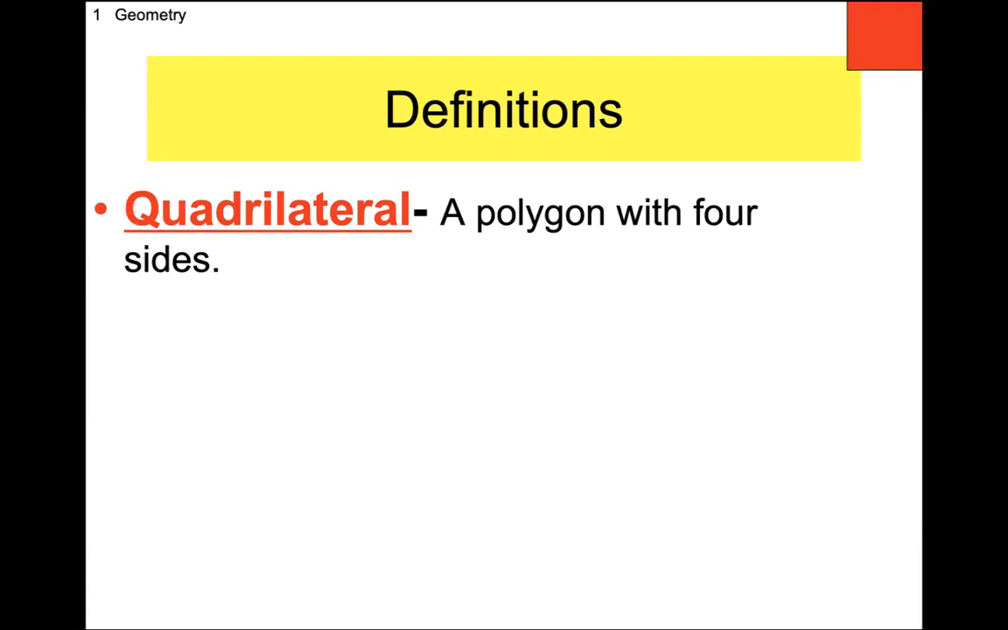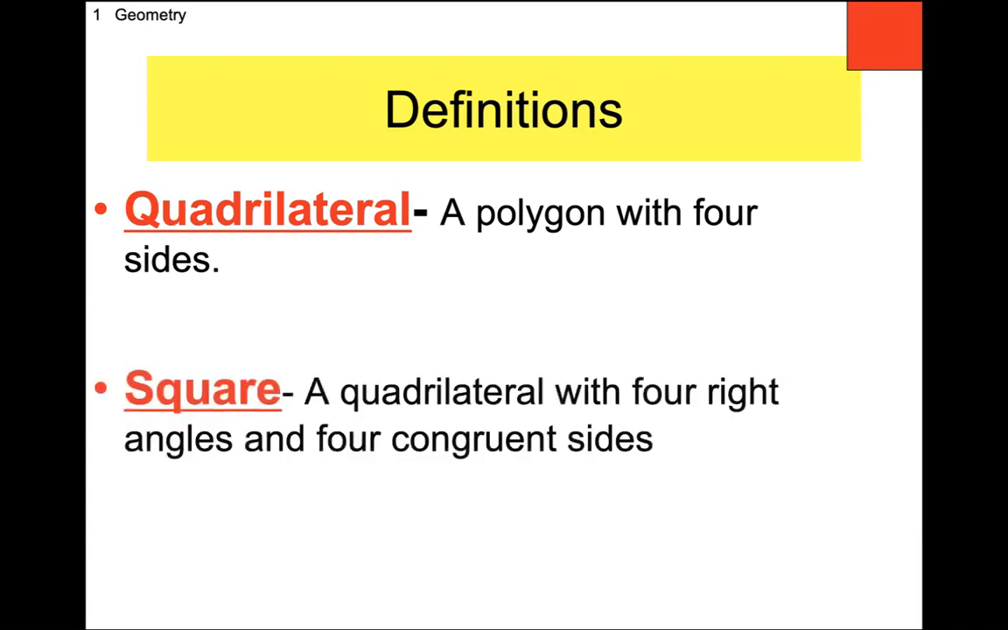Remember, a quadrilateral is a polygon. A polygon is a figure made up of segments joined at their endpoints, and it's on a flat surface. So we say a closed plane figure made up of segments joined at their endpoints. That's a polygon. And this one's a polygon with four sides: quad, four, lateral, sides. We've also had the definition of square. A square is a quadrilateral with four right angles and four congruent sides. We may have defined it as a rectangle with four congruent sides before, but this is a fine definition as well.